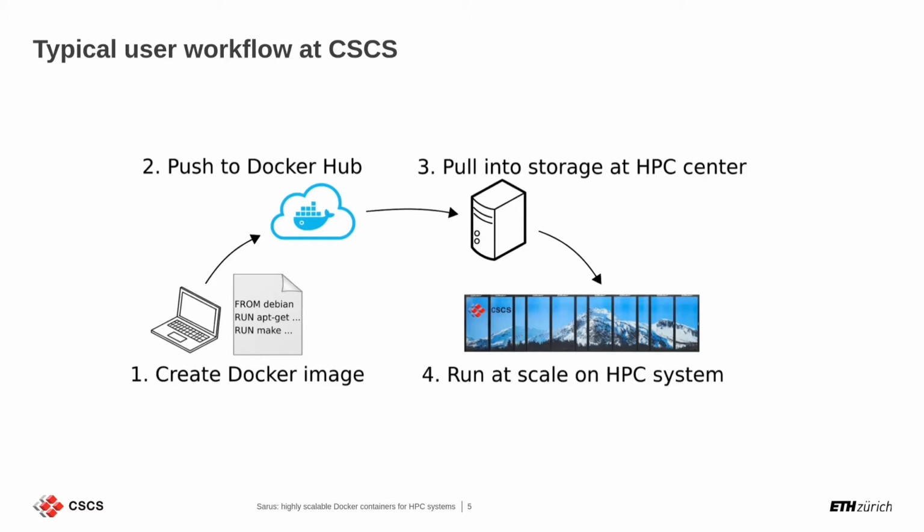The typical workflow we see for containers at CSCS starts with a user creating a Docker image on a laptop or a personal workstation. This image is then uploaded or pushed to a remote cloud registry, such as Docker Hub. Subsequently, the image is downloaded or pulled into the HPC center storage, and finally deployed at scale on a computing system. Within this process, Sarus can perform steps 3 and 4.